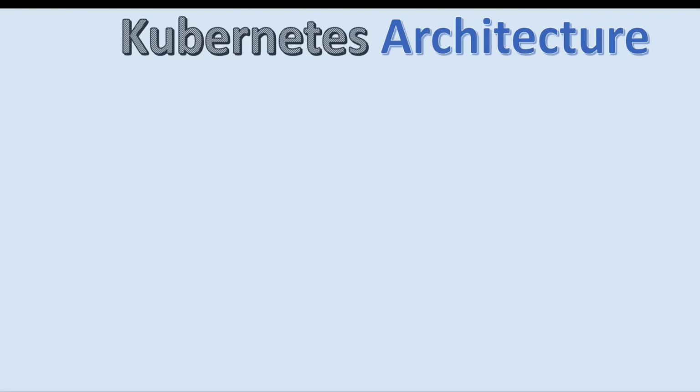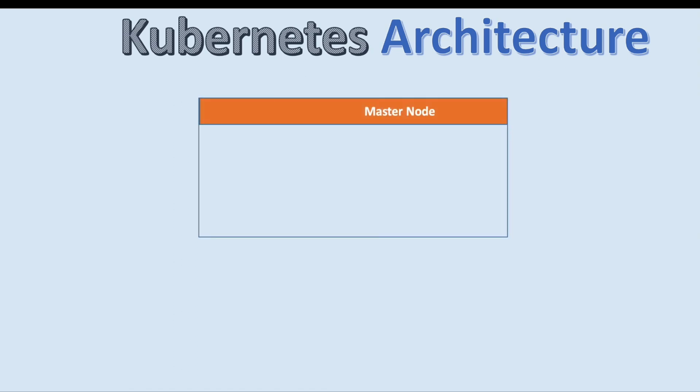We are going to discuss the Kubernetes architecture today. Let's get started. Kubernetes follows a distributed architecture with multiple components working together to manage containerized applications. The system is primarily divided into two components, master node and the worker node. So what is master node?